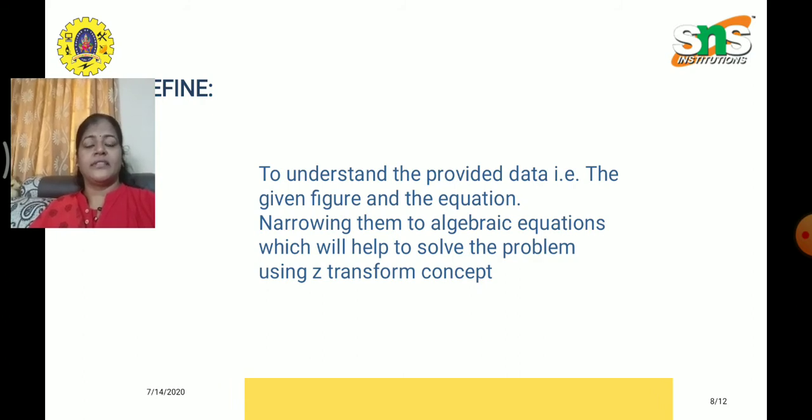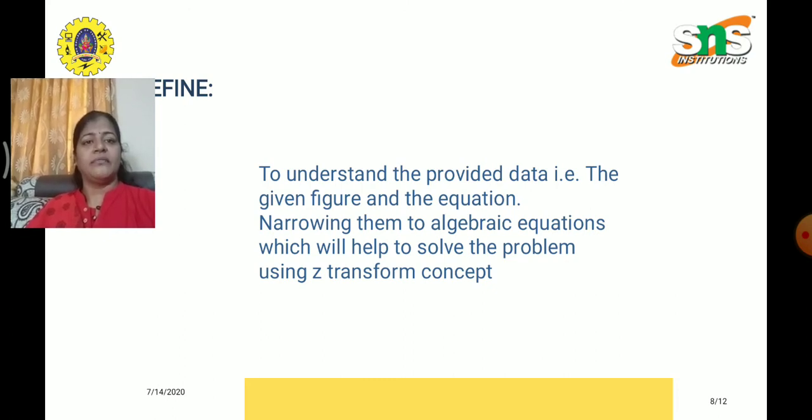We define this empathy part to understand the provided data, that is the given figure and the equation, narrowing them to algebraic equations which will help to solve the problem using the Z transform concept.